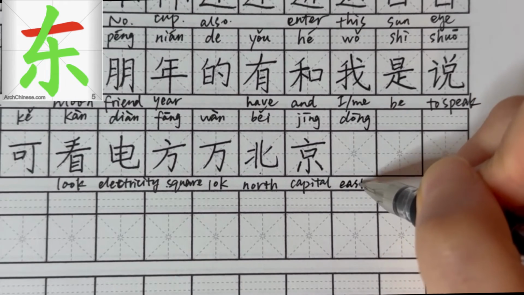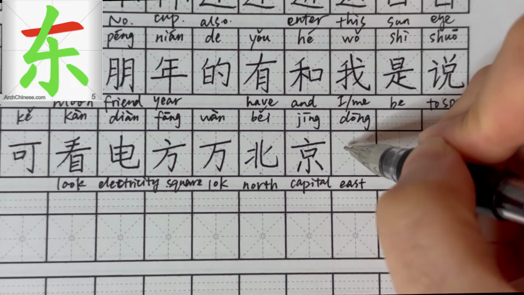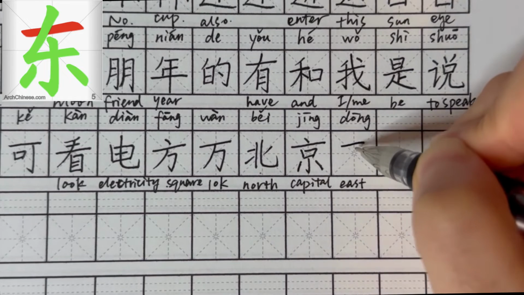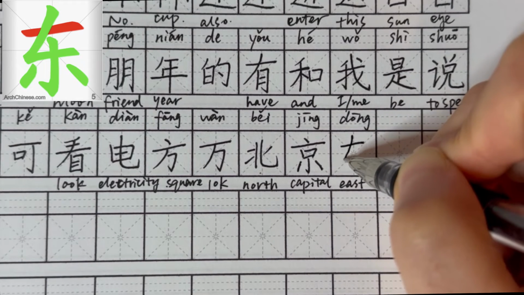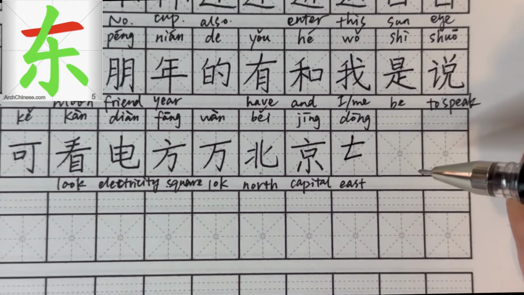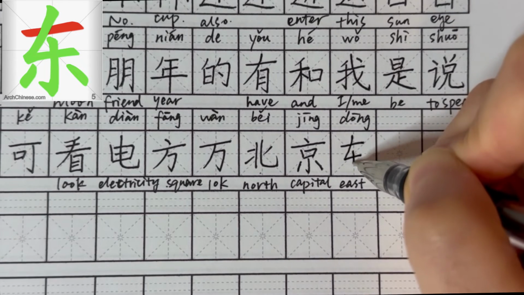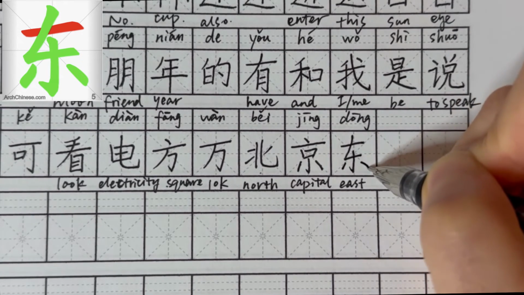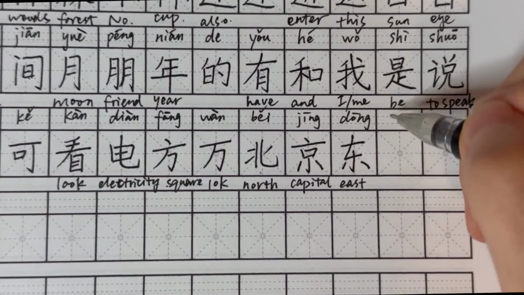east. First stroke. 横. 撇折. 竖钩点点. Next character.